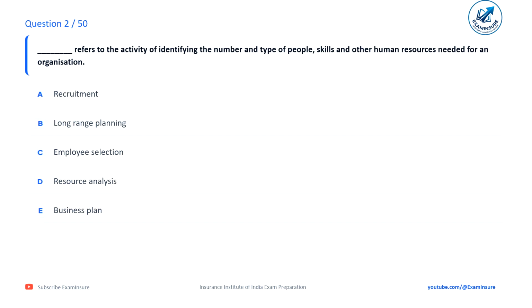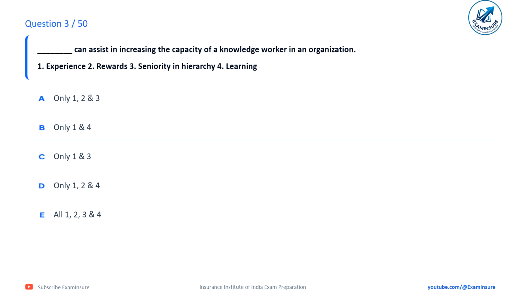Second question is, which of the following refers to the activity of identifying the number and type of people, skill and other human resources needed for an organization? Recruitment, long-range planning, employee selection, resource analysis and business plan. So here the correct answer is resource analysis.